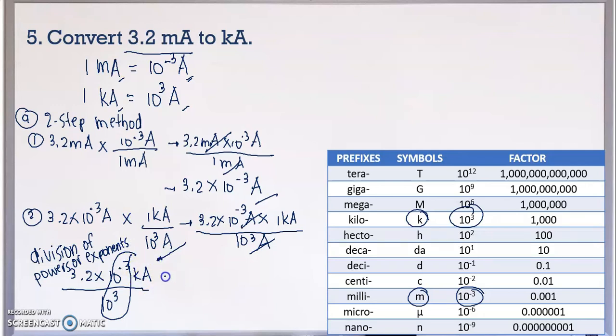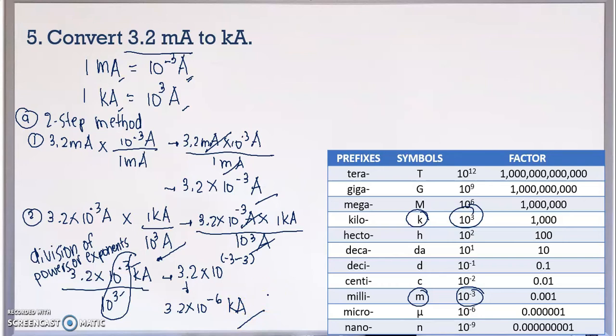In dividing exponents, we just have to subtract the two values. And that will give us a value of 3.2 times 10 raised to the first exponent, which is negative 3, minus the second exponent, which is positive 3. And that would be negative 3 minus 3. The final answer here is 3.2 times 10 raised to negative 6 kiloampere.